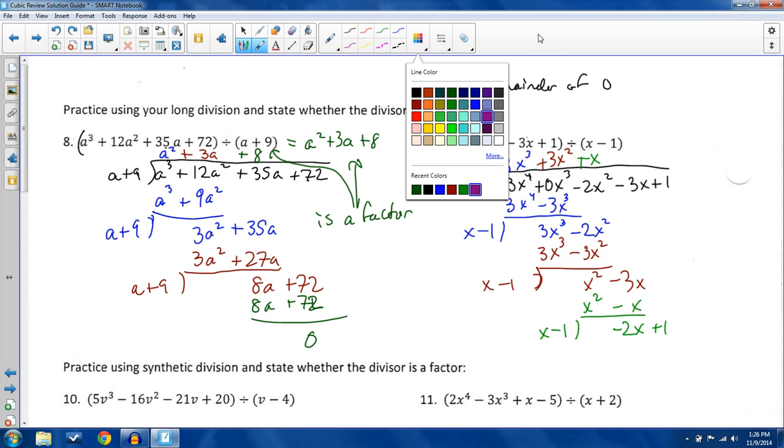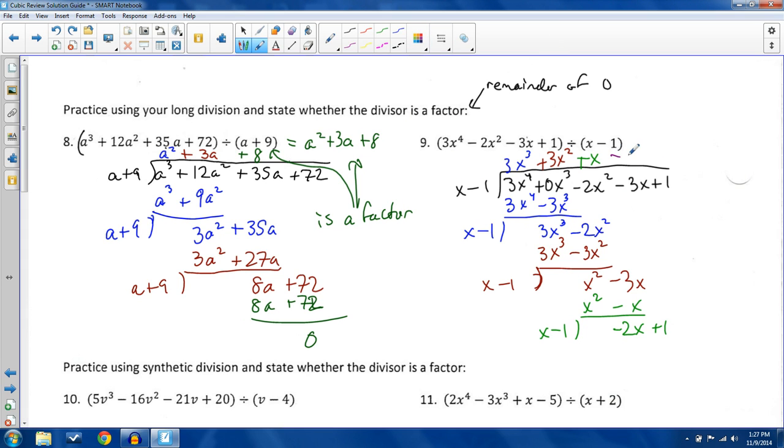And how many times does x go into negative 2x? Well, negative 2 times. X times negative 2 is negative 2x. Negative 1 times negative 2 is positive 2. And this is 1 minus 2. Be careful. And you get a negative 1. So this is your remainder right here, this negative 1. I'll put a remainder negative 1 there. This is your quotient, your final answer. And the fact that there's a remainder means that x minus 1 does not divide perfectly into this, which means x minus 1 is not a factor.